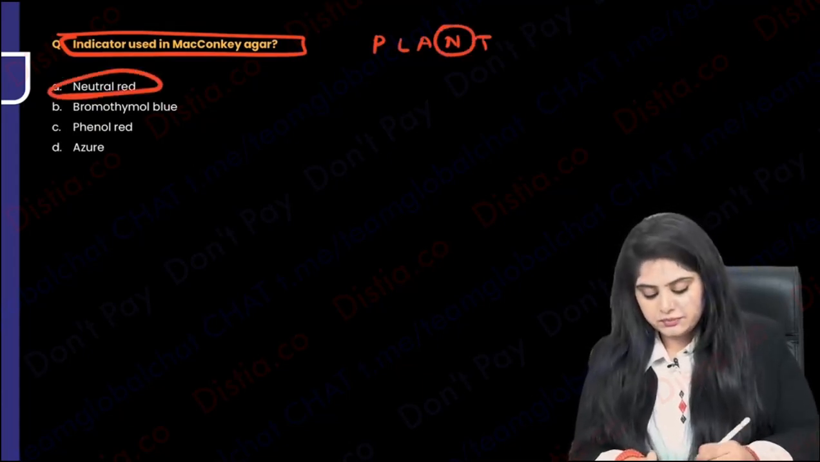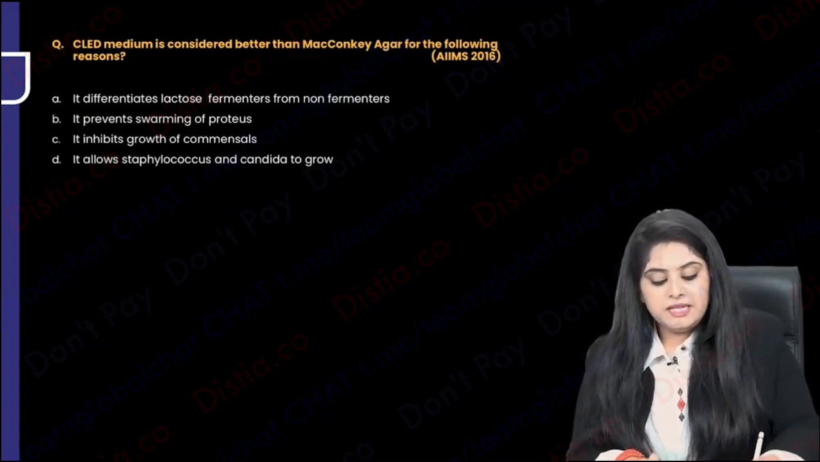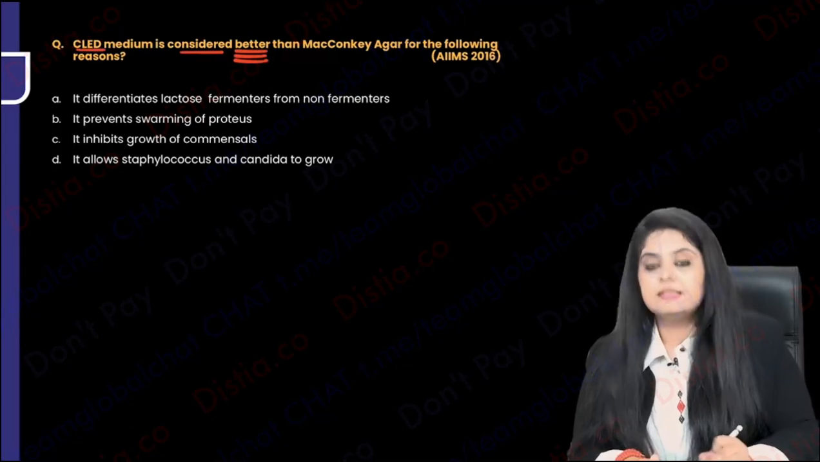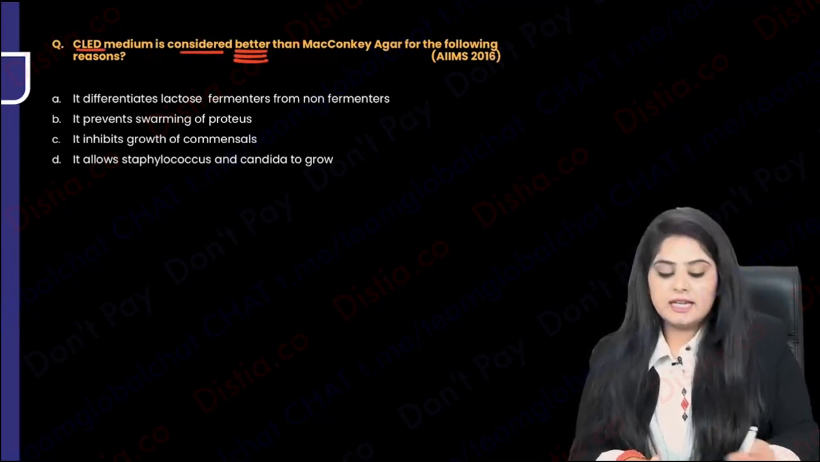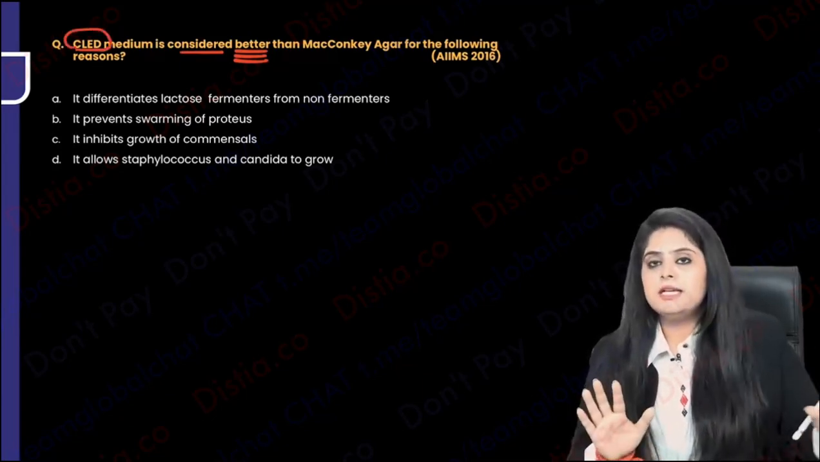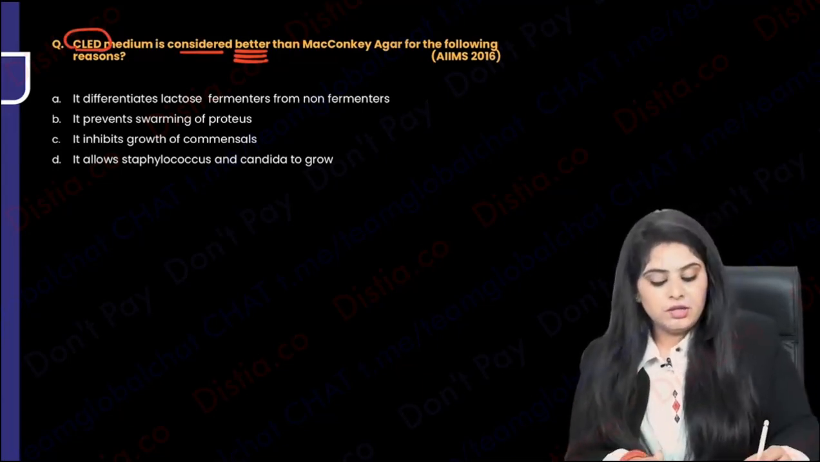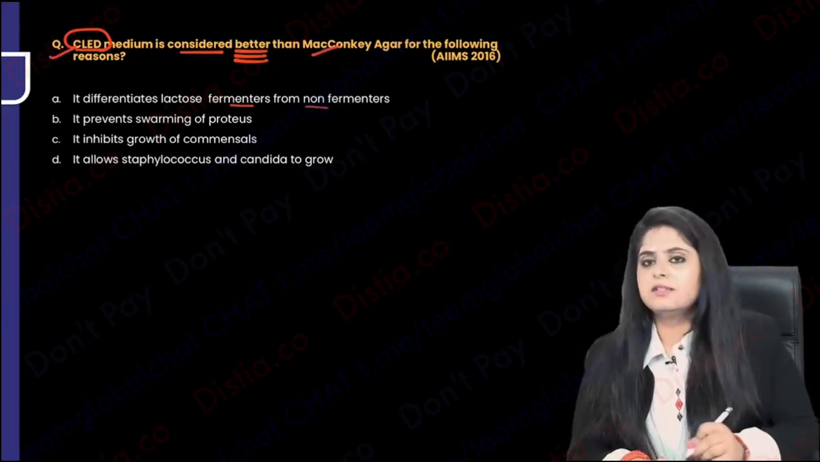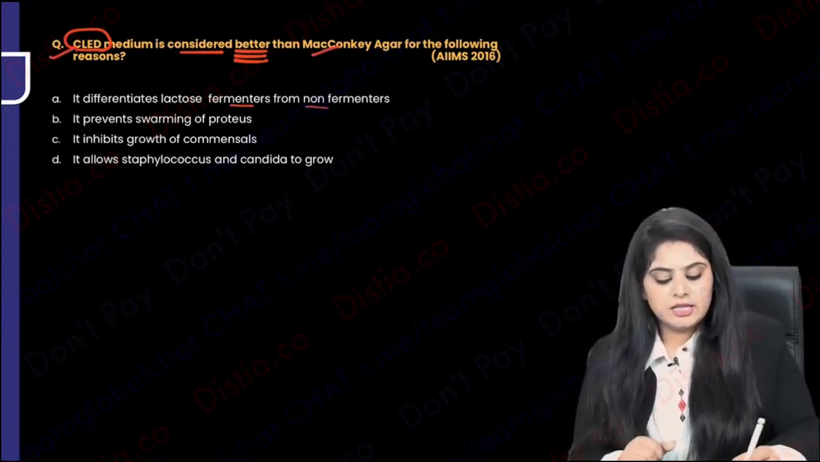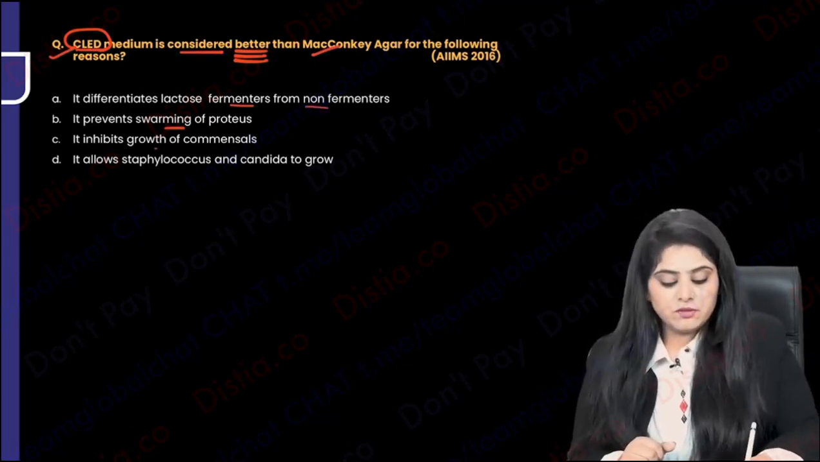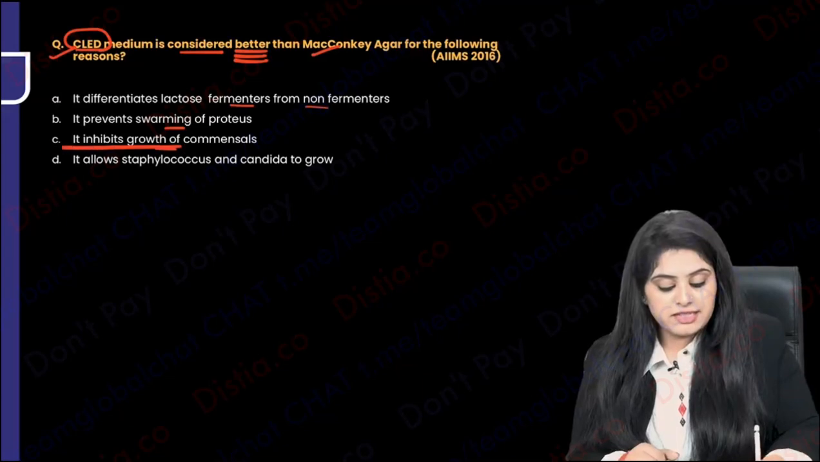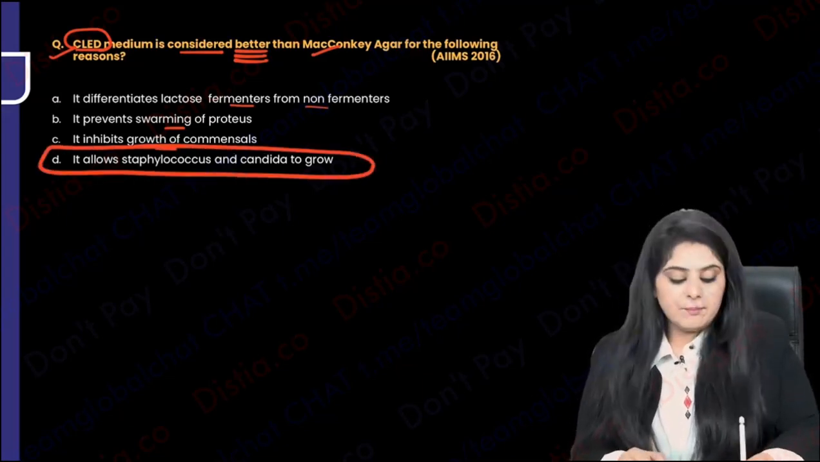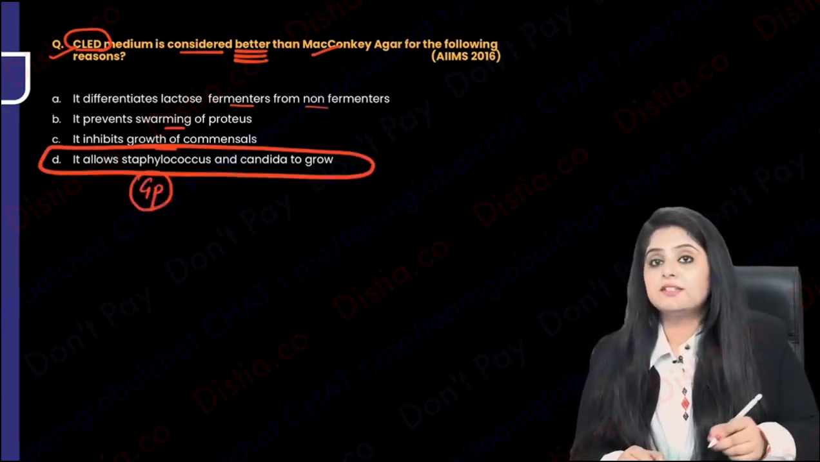Coming to the next question. CLED media is considered better than McConkey. For which reason? Did I tell you that CLED was more comfortable? It was allowing everyone to grow. So, firstly, does it differentiate lactose from non-lactose? That both of them do, na? That's not a difference. Both of them differentiate. Both of them prevent the swarming. Both of them will inhibit the growth of others, but which is less inhibitory? Who will allow gram-positive organisms to grow? CLED. So that is why it's better.